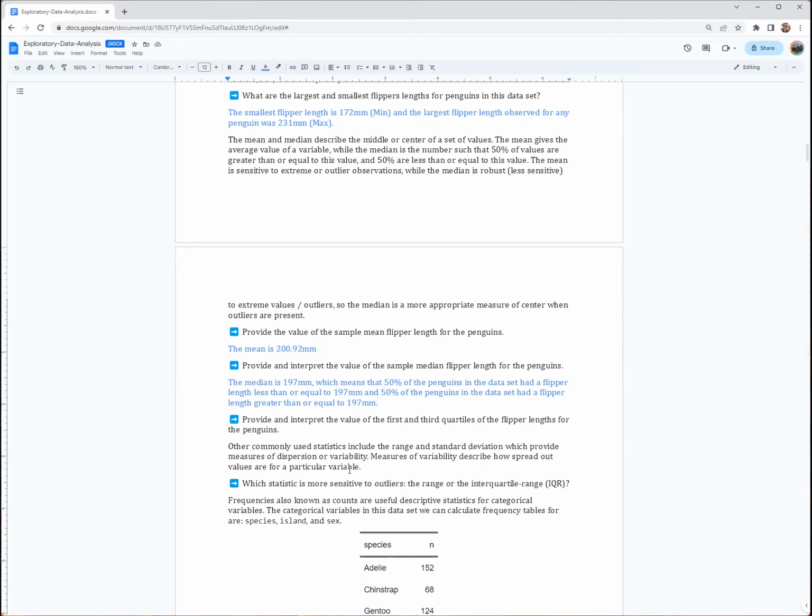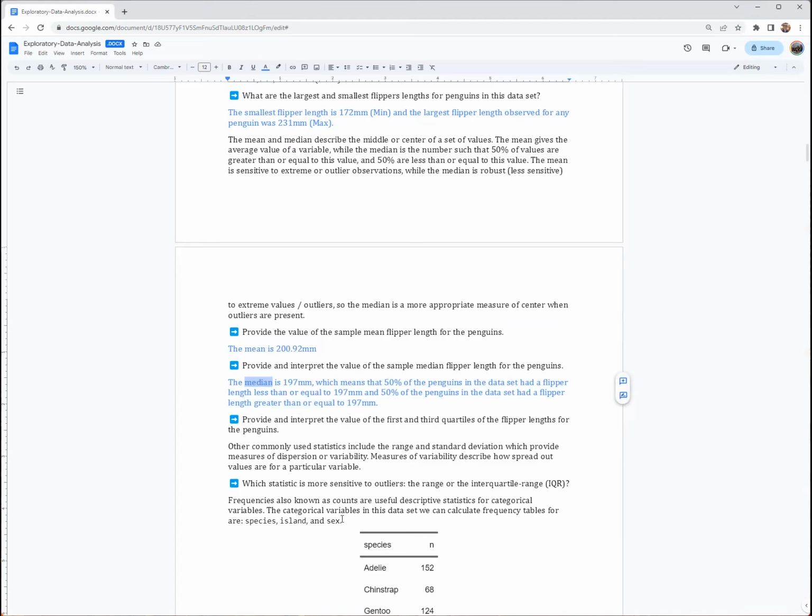The mean is more sensitive to outliers than the median, and the median is more robust or less sensitive to outliers than the mean. This is why typically for data sets or variables with extreme outliers, the median is a better measure of center or the middle. So you'll see for housing prices, for income, for example, those are commonly reported by giving the median rather than the mean.